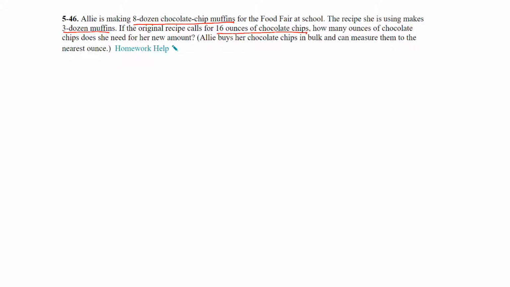So we have 3 dozen muffins that we're making, and with those 3 dozen, it requires 16 ounces of chocolate chips. That should be equivalent to what she's going to make for her 8 dozen. And then what we don't know is x number of ounces of chocolate chips. And so we can solve that by multiplying both sides by 16.